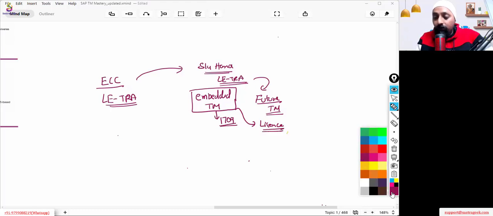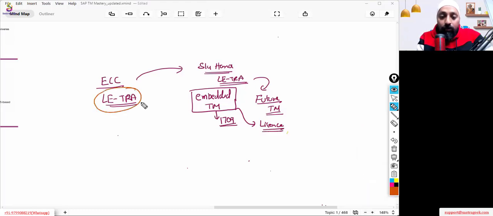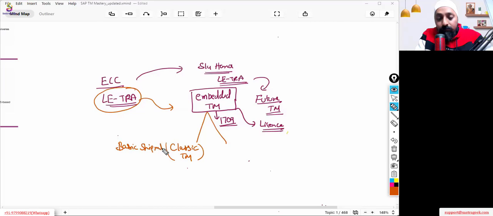Client says that I was using these functionalities in LETRA. You give me the same functionality. I don't want the advanced TM functionality. I want to make sure that whatever I was able to do in LETRA, I am able to do in S/4HANA also. And in that place, SAP divided into the classic TM, which is known as basic shipping, or basic shipment, and advanced TM, which is known as advanced shipment.